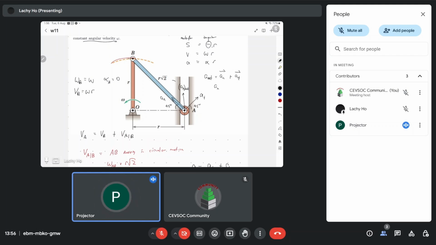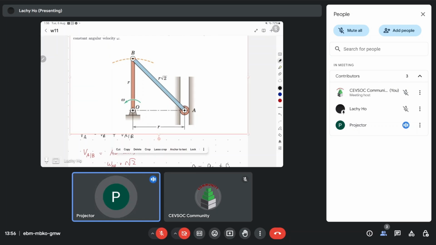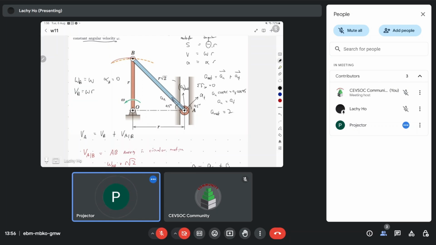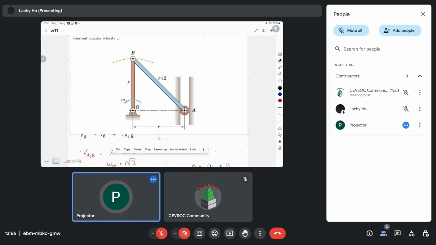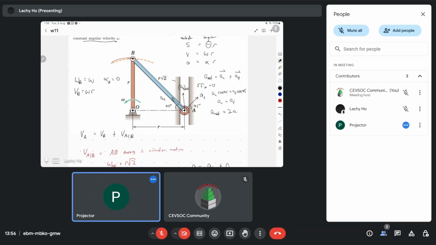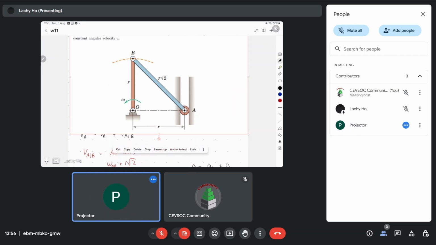And so taking the sum of the forces in the x direction equals 0, we have AN cos 45 equals AT cos 45. So AN equals AT. And so that means A net is actually going to be equal to root 2 times the acceleration in the tangential direction, or probably what's easier to find, in the normal direction.